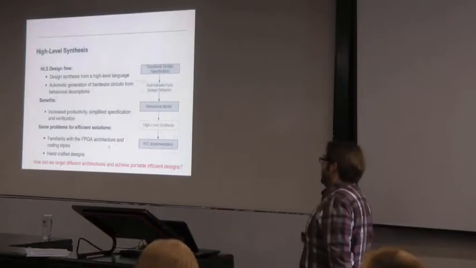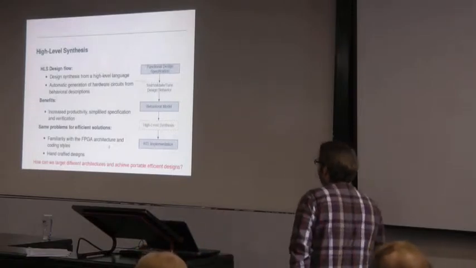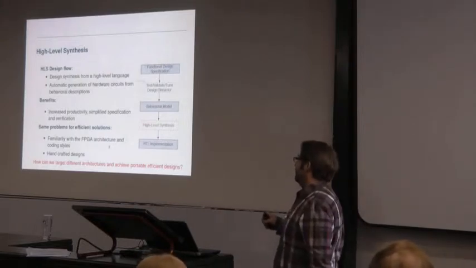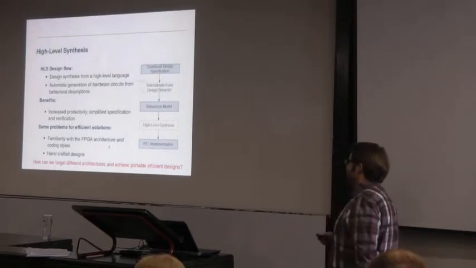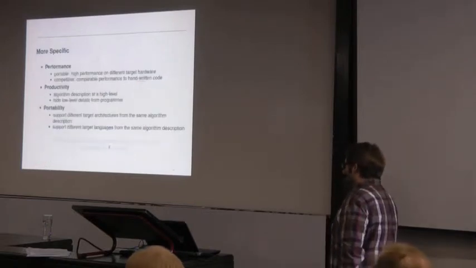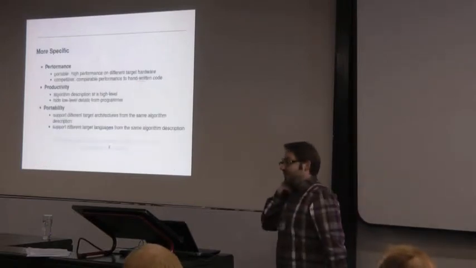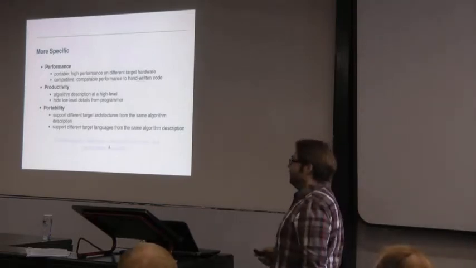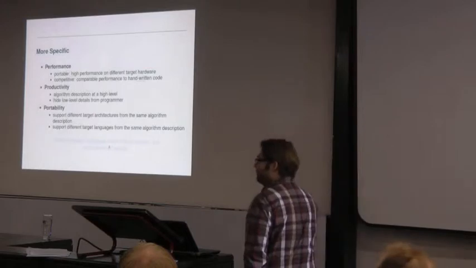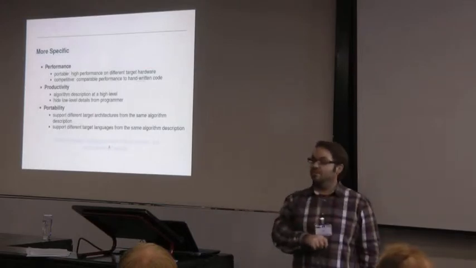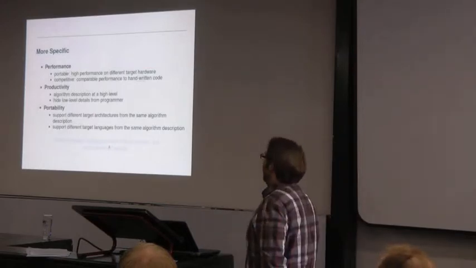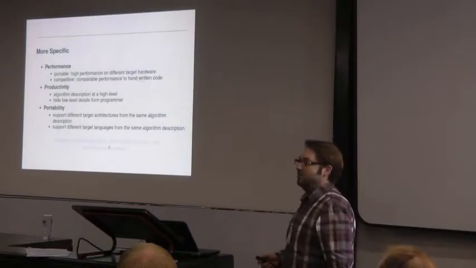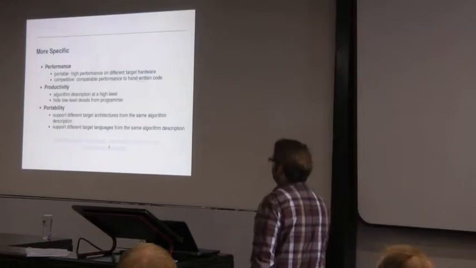So the challenge that we've targeted is how can we mitigate all these problems, target different design architectures, and achieve portable, efficient solutions. More specifically, what do we need? The very popular 3 Ps. We need performance. Performance should be portable, not only for one architecture, but for a multitude of architectures. It should be competitive, meaning the performance should be comparable to handwritten code.